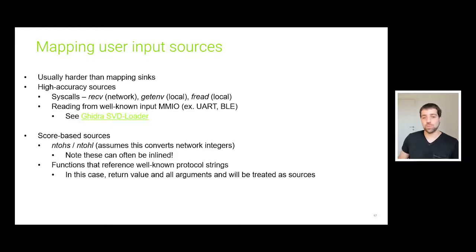First of all, we have what we call high accuracy sources. Once we see these sources, we're pretty sure that they are actually coming from user input. For example, looking at syscalls, if we see the receive syscall, we can say, okay, this is a network source. It's basically bytes that come from the network and we consider it as network input. Of course, there might be firewalls on the way and things like that, but that's out of scope for this specific operation. Other things are local sources, might be fread or getenv.